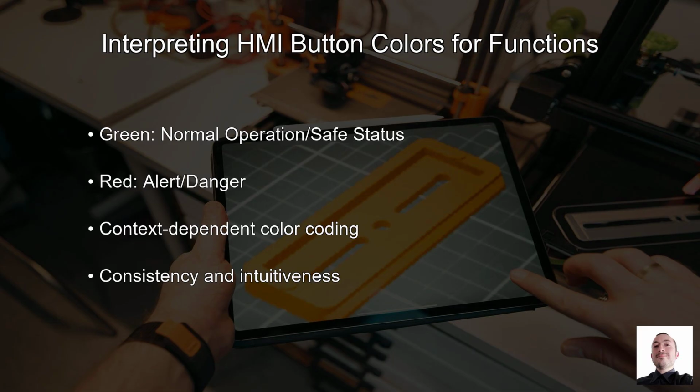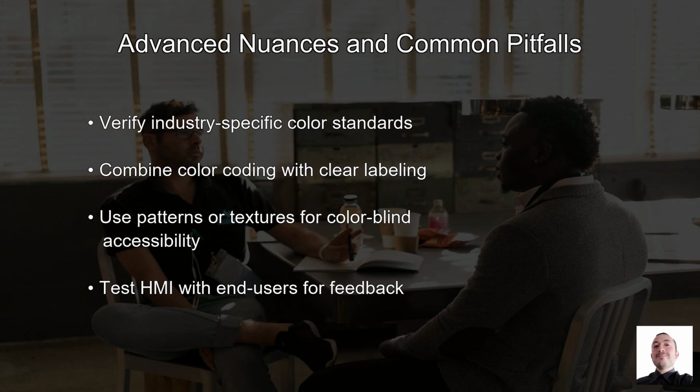If the motor is part of a larger system, green could mean the system is ready, and red could mean it's active. The key is to align the color coding with the specific function and context. Always ensure that the color scheme is consistent and intuitive for the user. Remember, the goal is to provide clear, immediate feedback on the system state. Understanding the nuances of button colors in HMI systems is crucial for effective communication and safety.